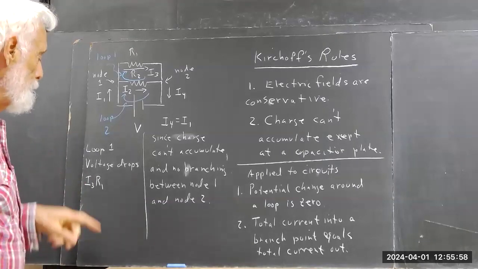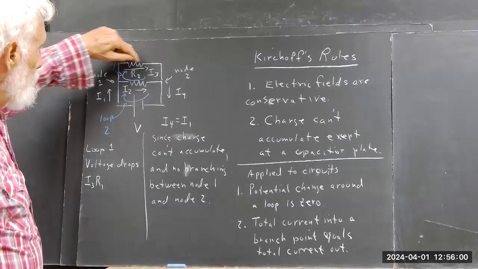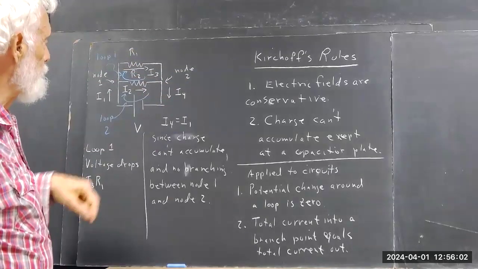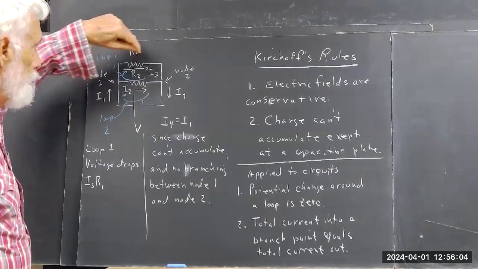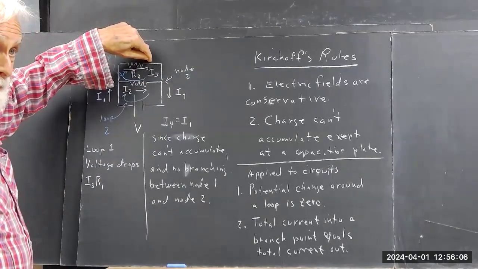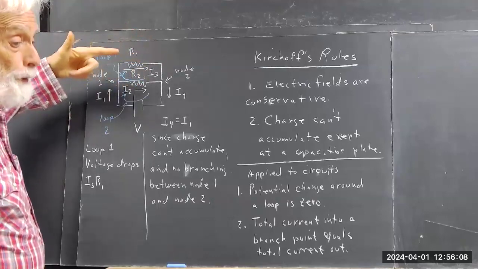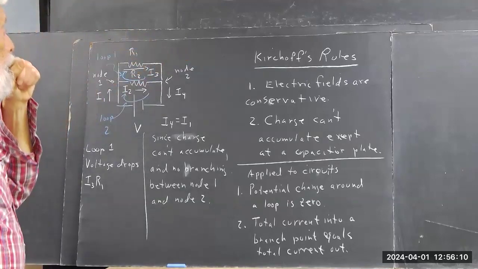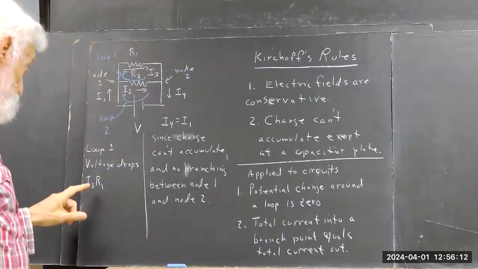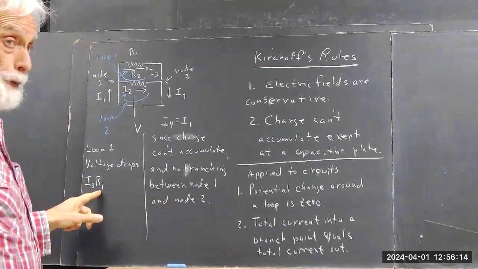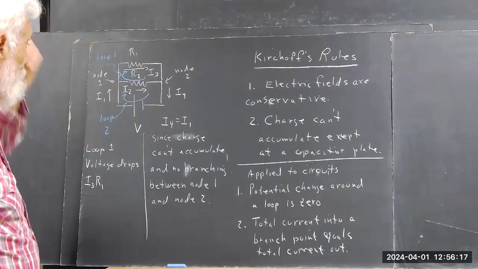Anyhow, voltage drop from here across here. If the current's in this direction, you have to have higher potential here than you have here to drive the conventional current on a positive charge in this direction. So your voltage drop is I3R1.